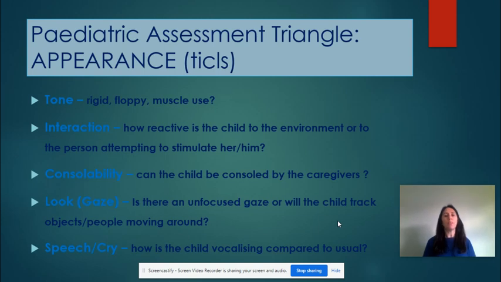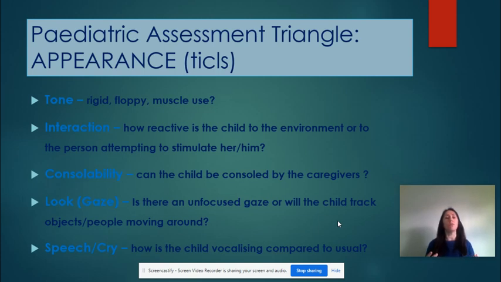All right, so appearance, TICLS. What do I mean by this? This is where I want you to get more involved. If you were out on placement and you were assessing the child, instead of standing there and going, I'm checking the appearance, I'm checking for TICLS. Right, that's tone, interaction, consolability, look, and speech. No, that's not how it works. Let's do it properly. This isn't an exam, this is life. This is your job.